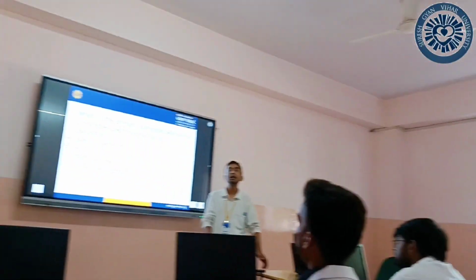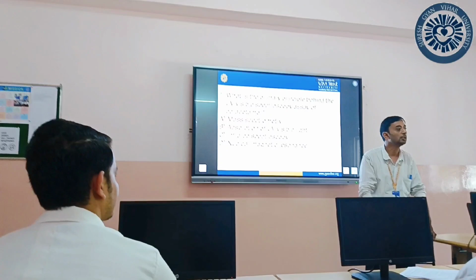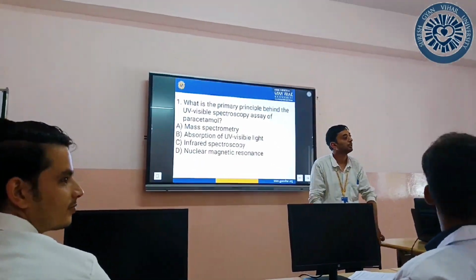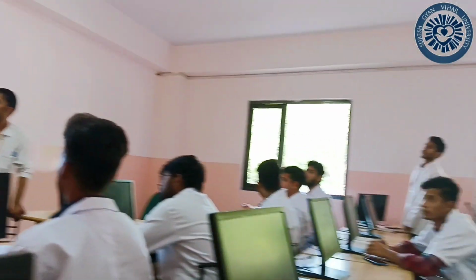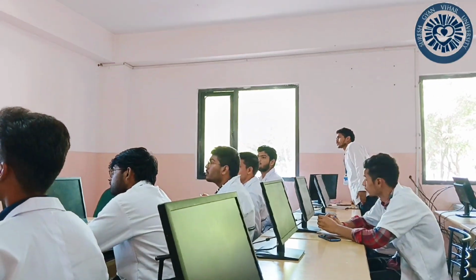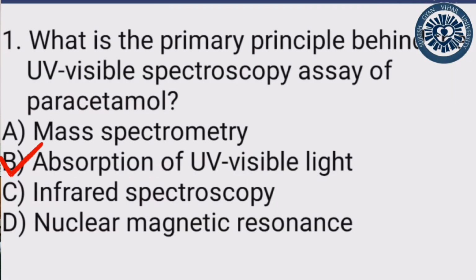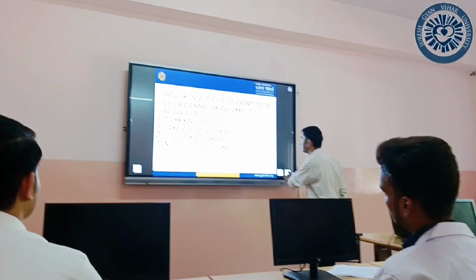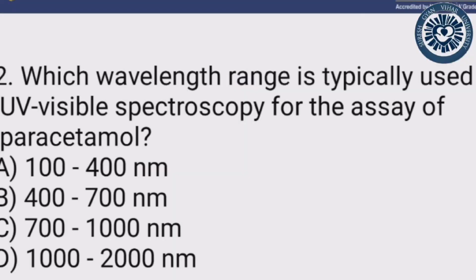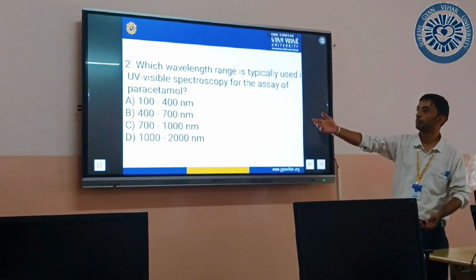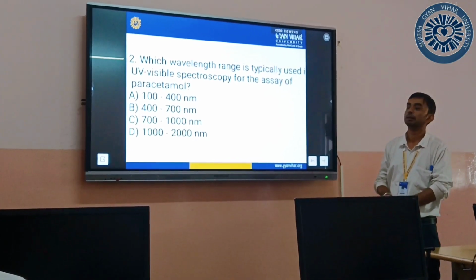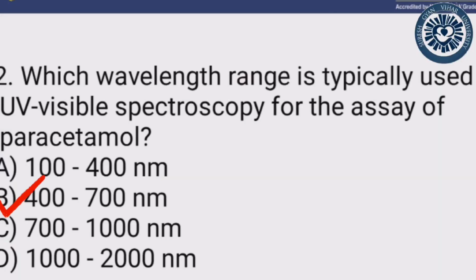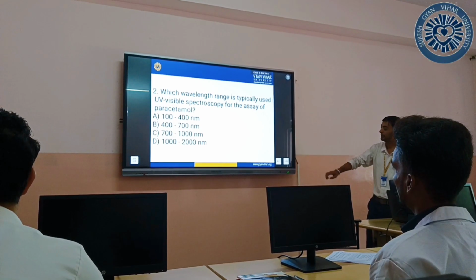You have to raise your hands and give the answer. Absorption of UV light. Very good. B option is correct. Second question: which wavelength range is typically used in UV visible spectroscopy for the assay of paracetamol? What is the range? Option number B is right. 400 to 700 nanometer.